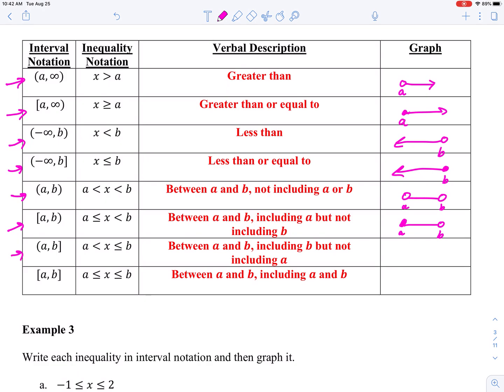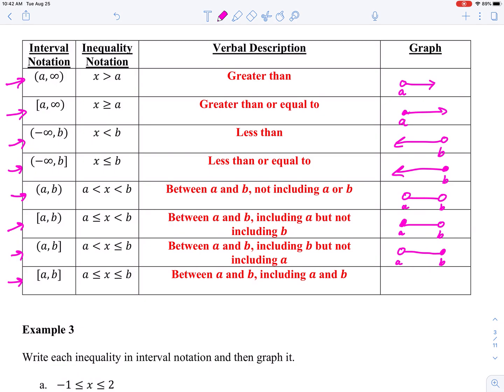Next one here, not including a and including b. So a is less than x, less than or equal to b. So between a and b, including b, but not including a. So this would be open circle at a, closed circle at b, and connect the two.